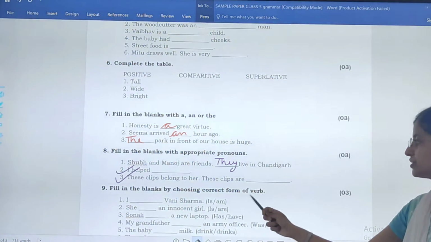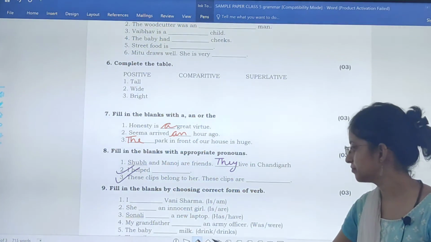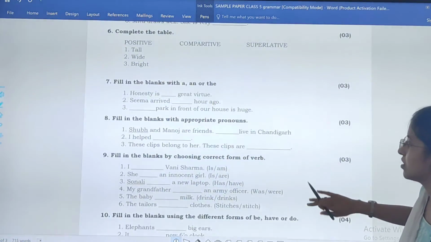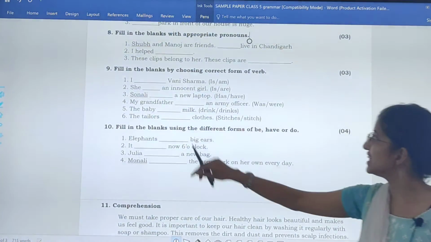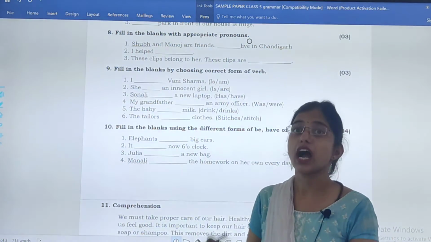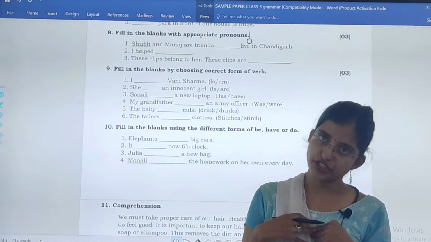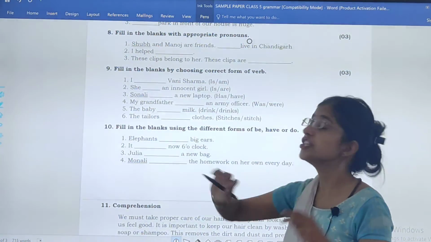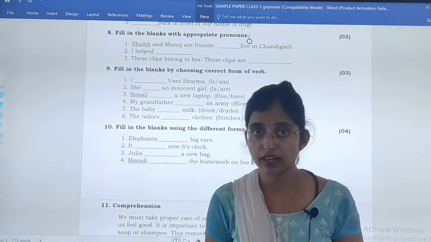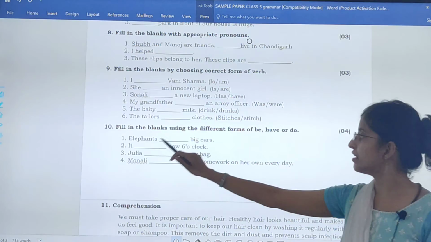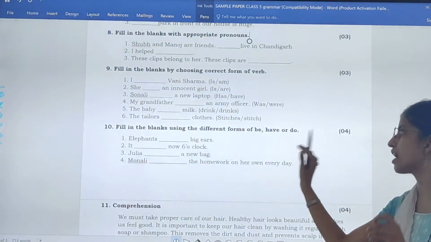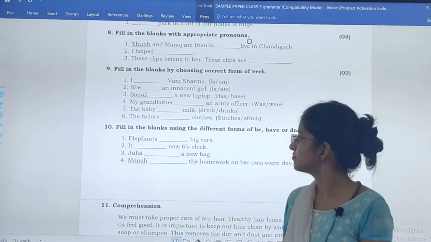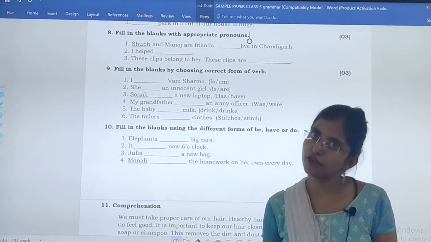Fill in the blanks by choosing correct form of verb. I dash Vani Sharma. I am Vani Sharma. So what will come? Am will come. She dash an innocent girl. She is an innocent girl. Then 10th question. Fill in the blanks using the correct forms of be, have or do. Elephants have big ears. Then second, third and fourth is your homework.